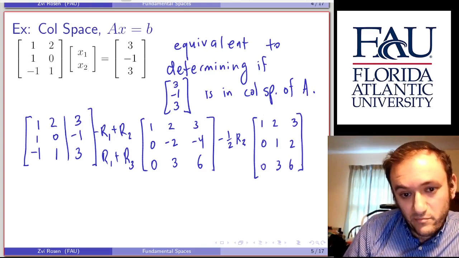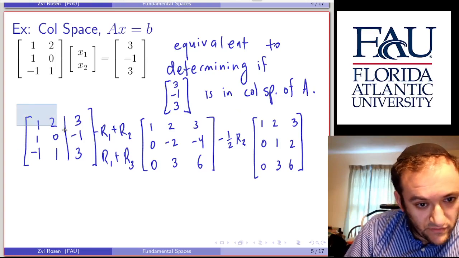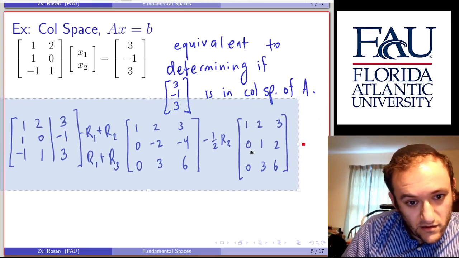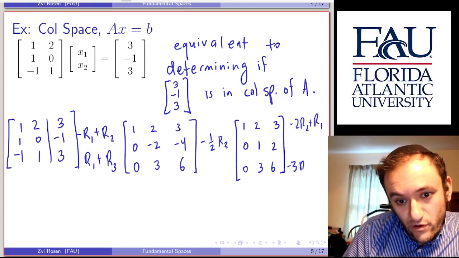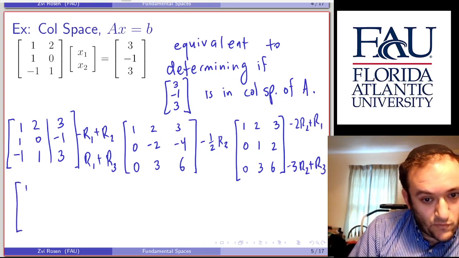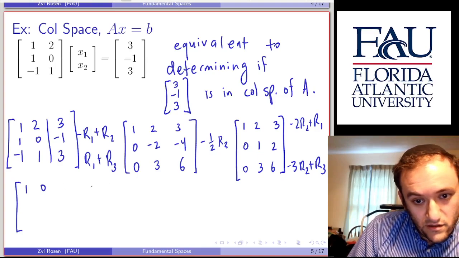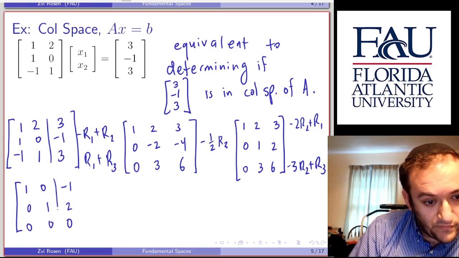Okay. When I multiply, I can clear the first column. Let me just move stuff over a tad. I can clear the second column by adding minus 2 row 2 to row 1, and minus 3 row 2 to row 3. Okay, and what I obtain is 1, 0, minus 4 plus 3 is minus 1, 0, 1, 2, and 0, 0, 0.